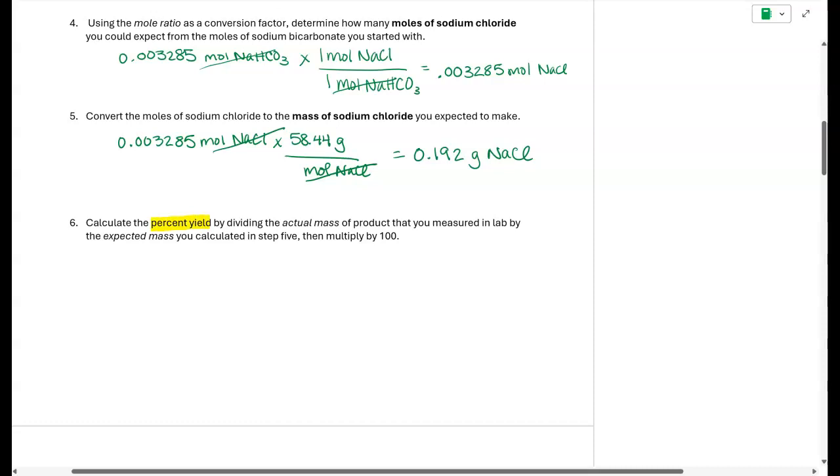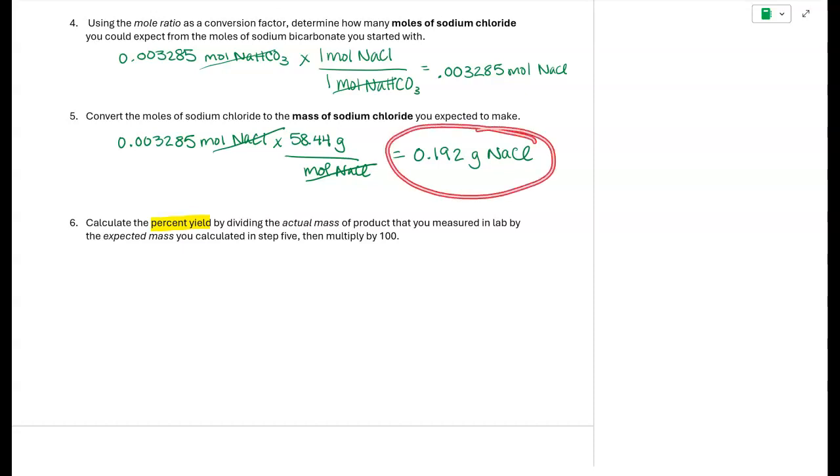Okay, now it is time to calculate our percent yield. And so what we're going to do is divide the actual mass of product that we measured in the lab by the amount we expected to get. And so this expected yield right here, this is the amount of sodium chloride we would get back if the reaction went theoretically perfectly. So every mole of sodium bicarbonate was converted to a mole of NaCl with perfect efficiency, and no product was lost, no water stayed in the beaker, everything went perfectly.